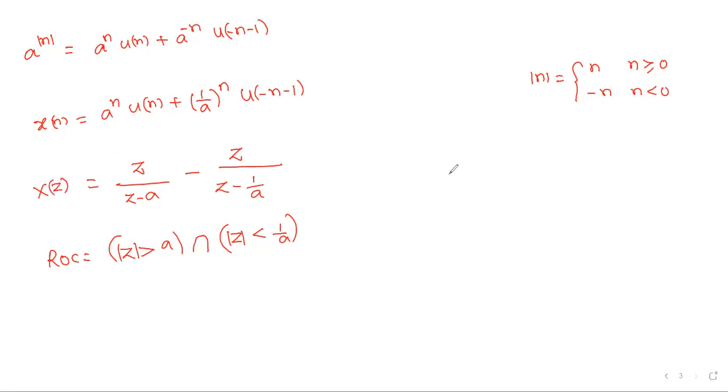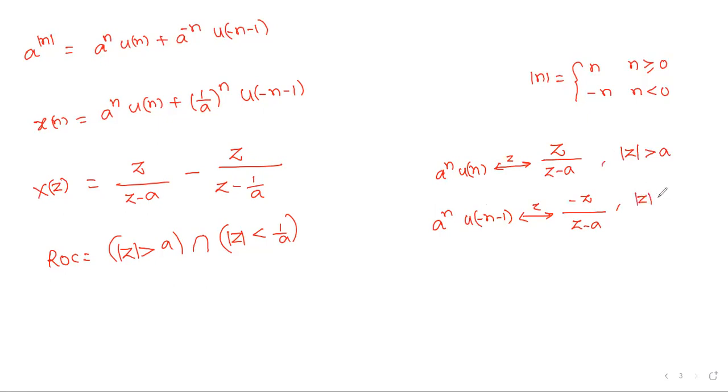Already we know the formulas in this z transform that we need to remember. a power n u of n, Z transform is z by z minus a. a power n u of minus n minus 1 is a left sided signal, so you need to write minus z by z minus a. Here it is a right sided signal, that's why mod z is greater than a. Here it is a left sided signal, mod z is less than a. So like this we need to write. Here, in the place of a, 1 by a you will get. That is the linearity property based on one numerical.